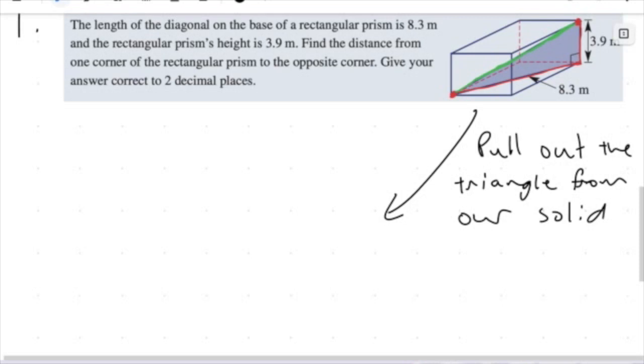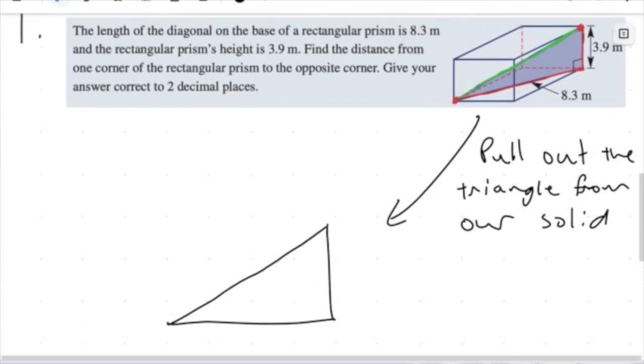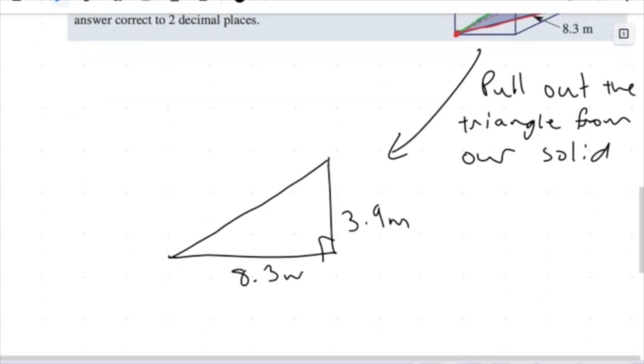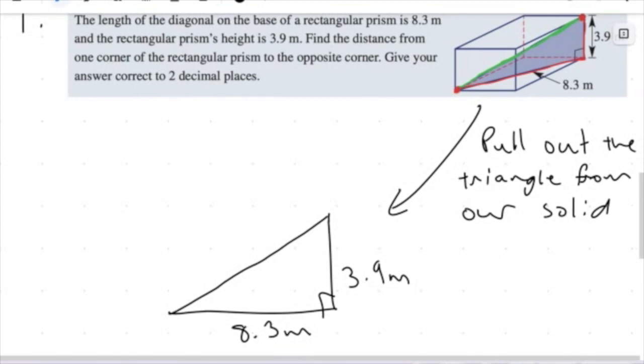So I've identified the triangle. Now I just want to kind of cut and paste it outside. This is going to make the question far easier to deal with. See, I've taken this and the orientation and I've just pulled it out. So my right angle goes down here, my 3.9 meters goes up here, and my 8.3 meters goes down here. So this is my right angle triangle going from 3D space to 2D space. So it's going from a 3D prism into a 2D triangle on a sheet of paper.